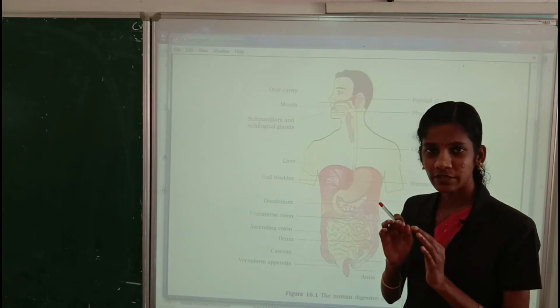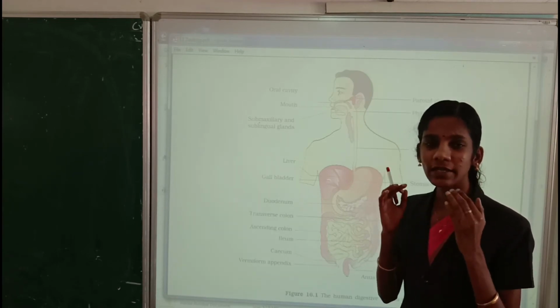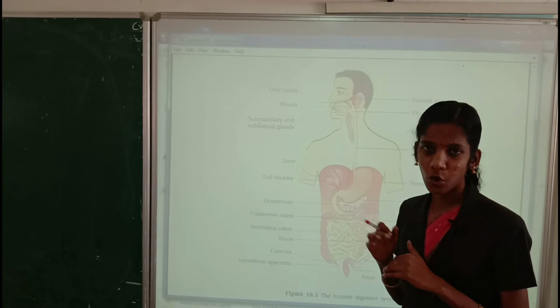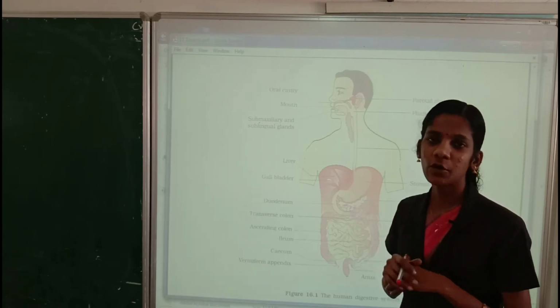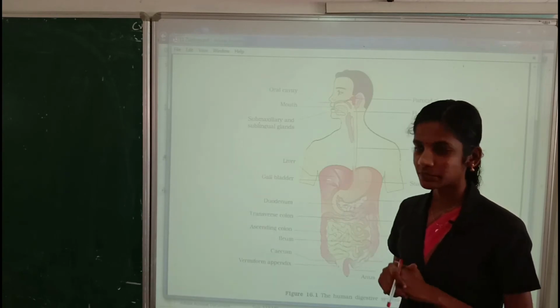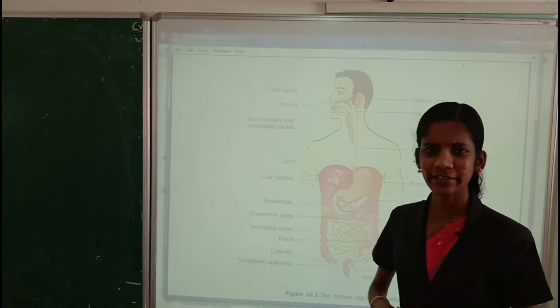And along with these teeth, we can see a long muscular tongue also, isn't it? These two organs will help in the process of digestion. That means mainly it will help in the breaking down of food into simpler units. Okay, let's study the peculiarity of your teeth.